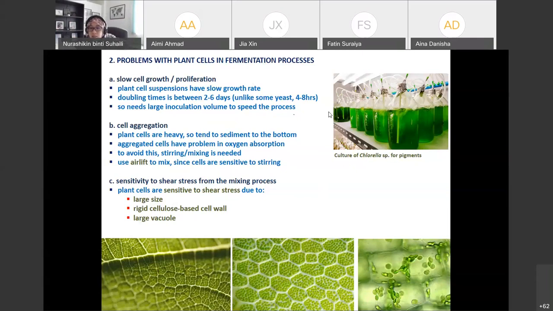And this picture here shows the culture of a species for pigments. Yeah, you can see it's green pigments. If you see the tubing here and the rod here, this is where the gas is inserted, the carbon dioxide in this case.